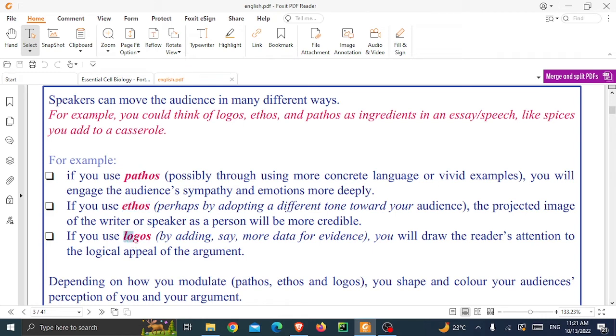We have the logos, which is related to logic. Using the logos means that the writer or the speech giver will draw your attention by using logical thinking, statistics, research, facts, opinions from experts, etc. A lot of things can be used in logos.